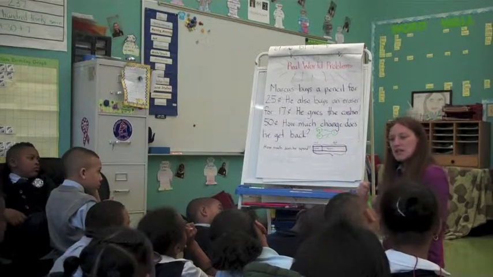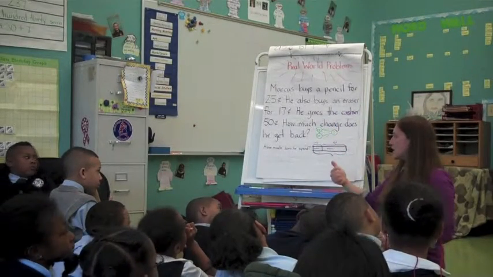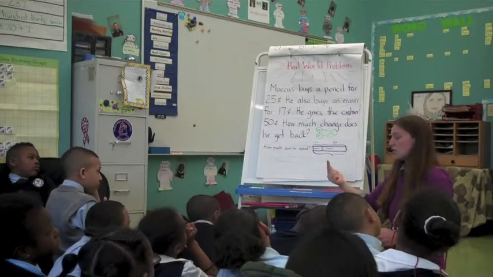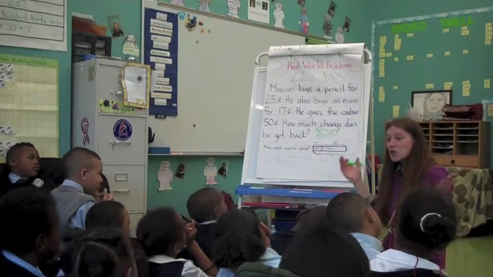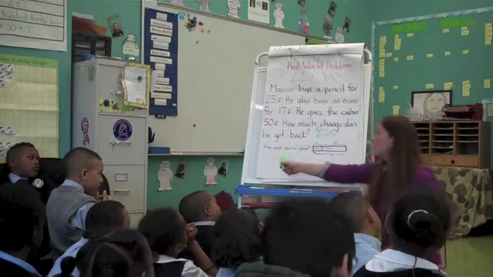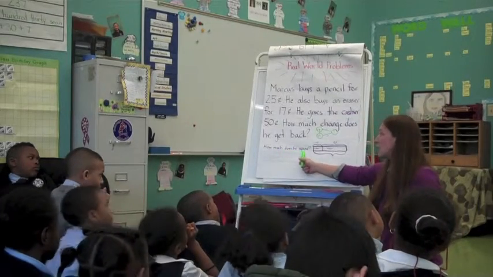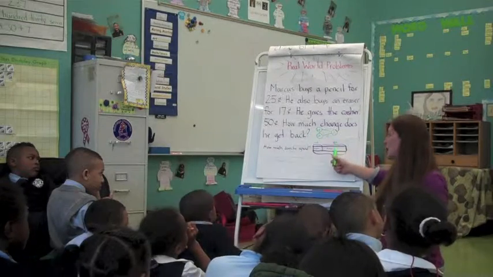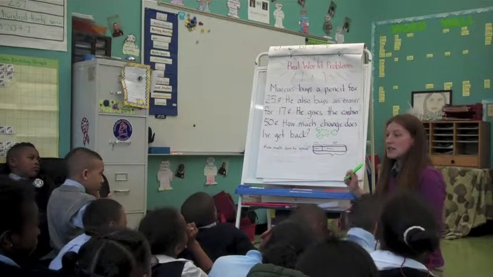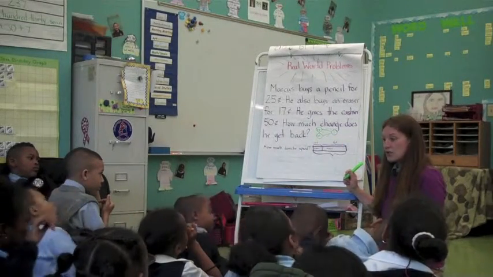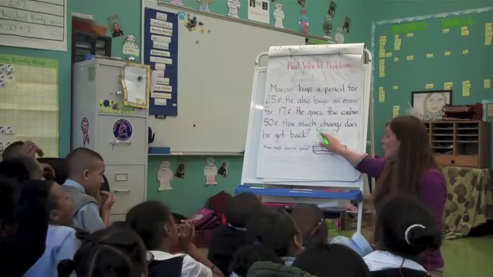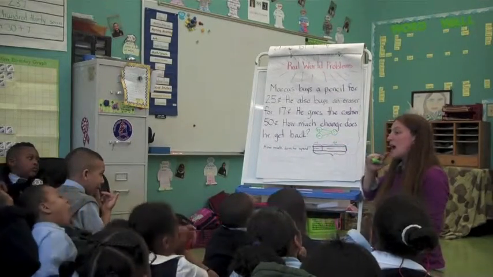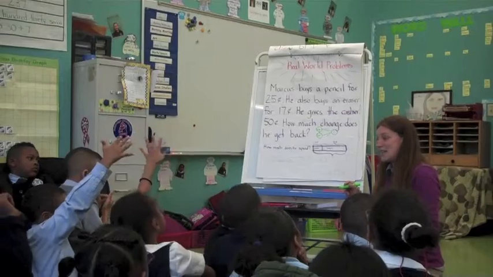So he went up to the cashier, he bought his pencil, he bought his eraser. We have to find out how much money he spent altogether. So how much does he spend? He gives them 17 cents for the eraser. He gives them 25 cents for the pencil. How do I solve this problem easiest?